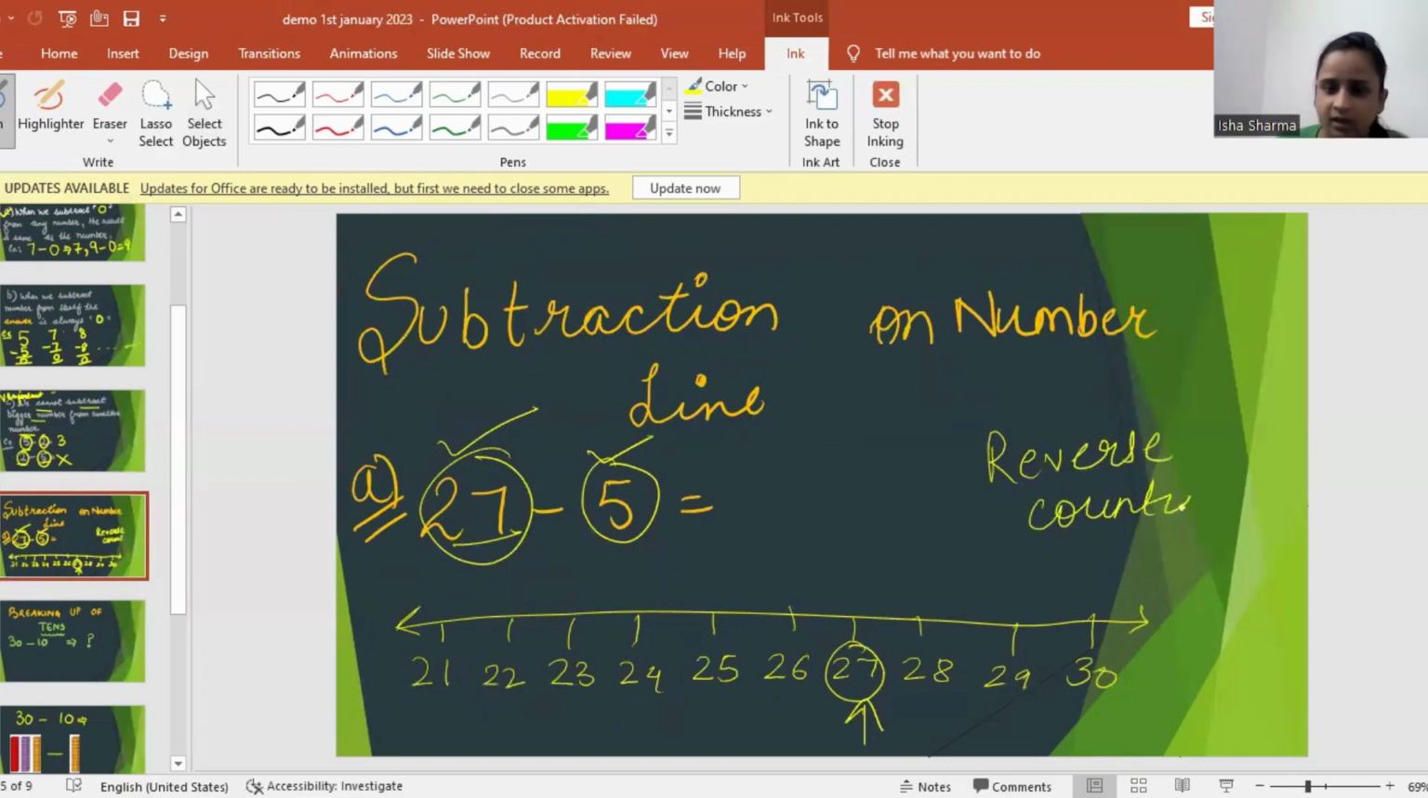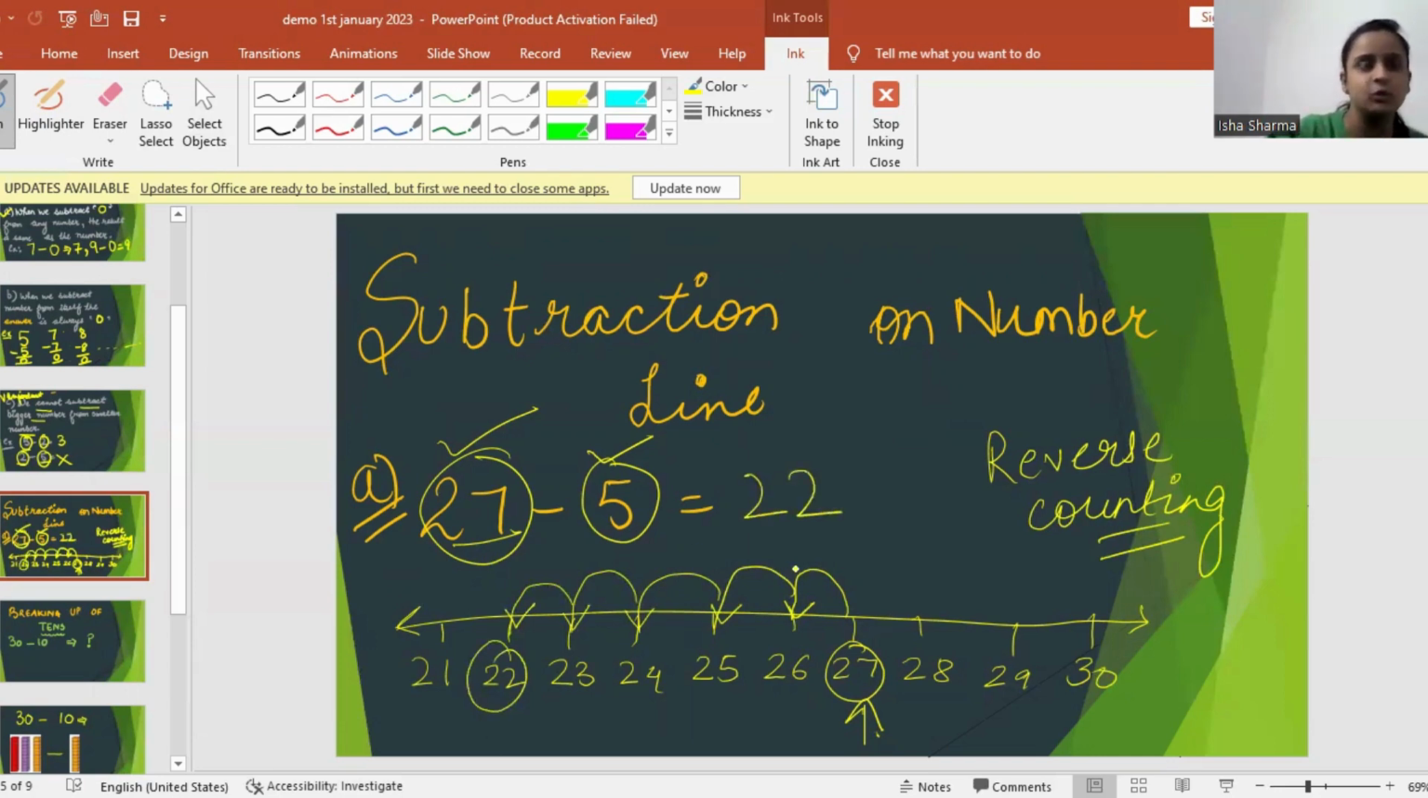It is called reverse counting. So if you're standing on 27, you take 5 steps. 1 step back, 2 steps back, 3 steps back, 4 steps back, and 5 steps back. So the answer is 22. You can easily do this subtraction on your fingers also. Let's say 27 minus 5. Take out 5 fingers and go back 5 from 27: 26, 25, 24, 23, and 22.